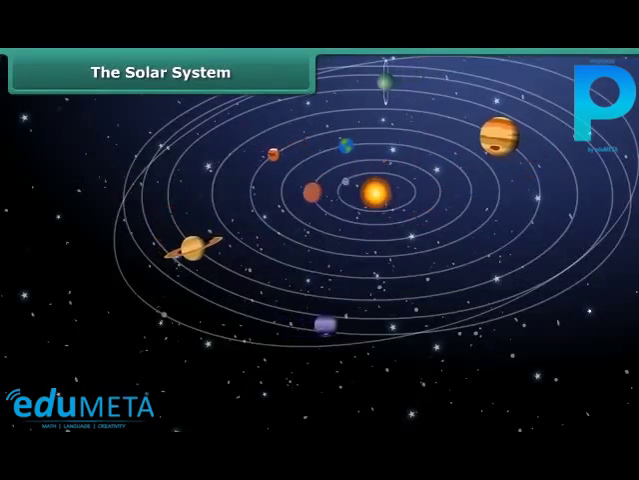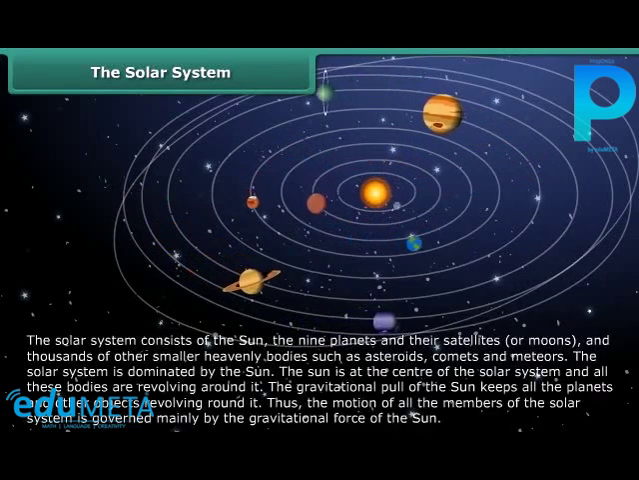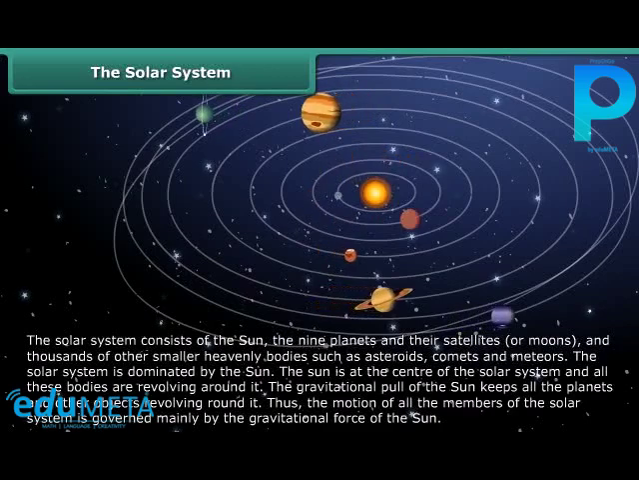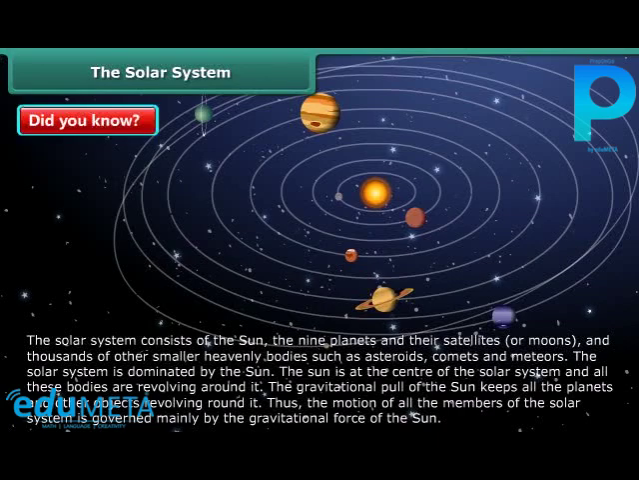The solar system. The solar system consists of the Sun, the 9 planets, and their satellites or moons, and thousands of other smaller heavenly bodies such as asteroids, comets, and meteors. The solar system is dominated by the Sun. The Sun is at the center of the solar system, and all these bodies are revolving around it. The gravitational pull of the Sun keeps all the planets and other objects revolving around it. Thus, the motion of all the members of the solar system is governed mainly by the gravitational force of the Sun.